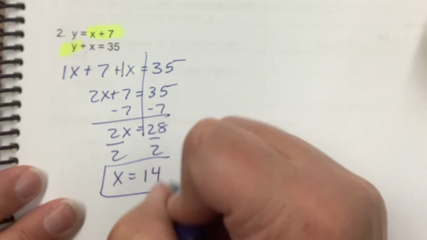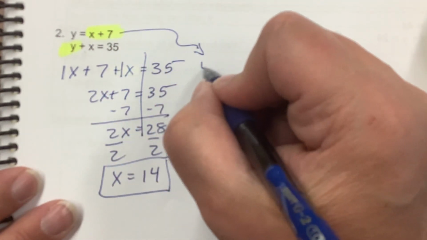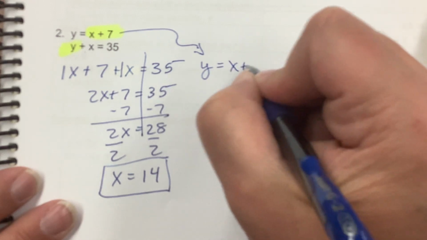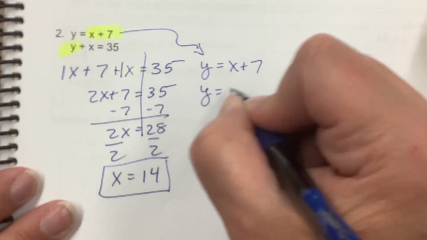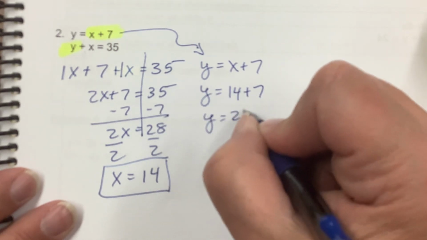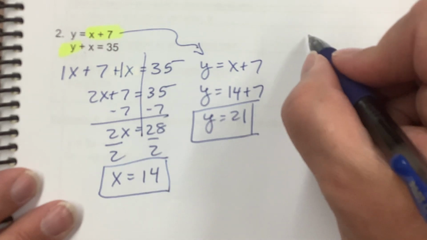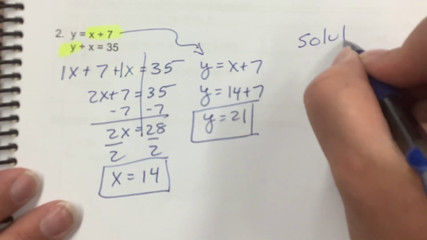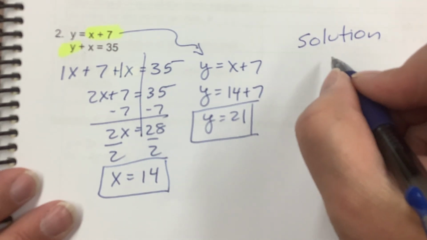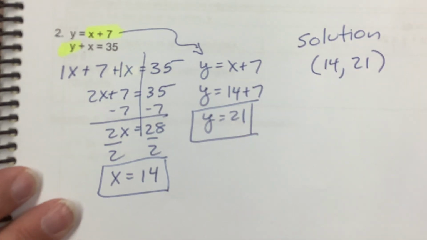Put a box around it, because it's beautiful. Substitute that back in. Use this top equation. y equals x plus 7. y equals 14 plus 7. y equals 21. Yay. That's my solution. 14, 21. Now I have to check that.